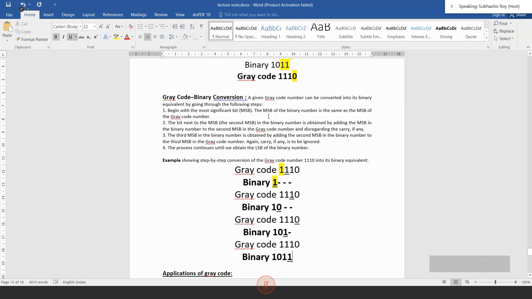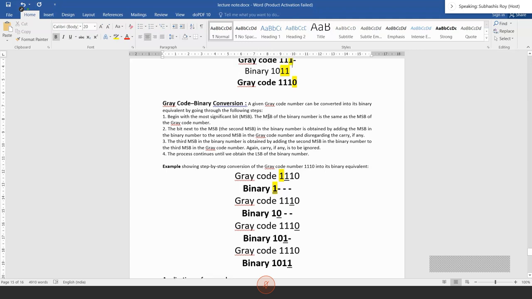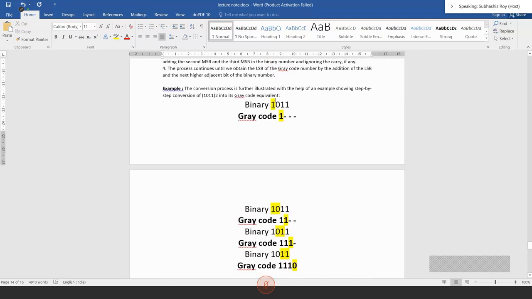So the difference is, when you are converting binary to gray, you are adding each consecutive digits of binary, right? After just copying the MSB, you are adding consecutive digits. 1 plus 0, you are getting 1. 1 plus 0, you are getting 1. 0 plus 1, you are getting 1. 1 plus 1, you are getting 0.